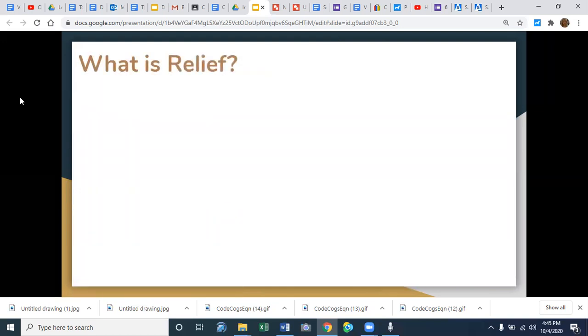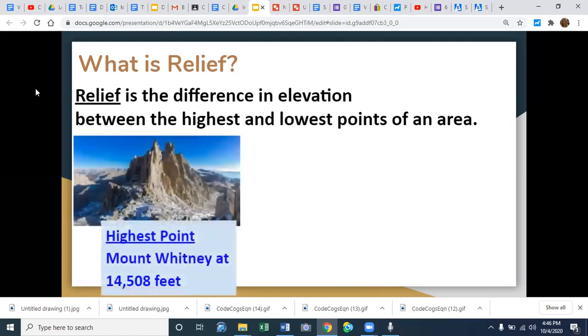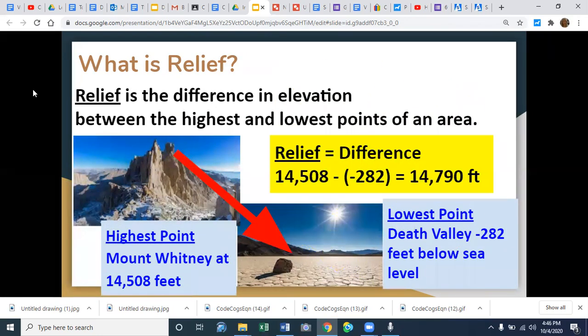Let's talk about relief for a minute. Remember, we have 3 ways we can describe land. Elevation, the second way is relief. Relief is the difference in elevation between the highest and the lowest points of an area. So the highest point is Mount Whitney, right? And the lowest point in just California in this area is Death Valley. So what is the relief? The relief is the difference from the highest point to the lowest point. So that difference is 14,508 feet. So the relief is 14,508 feet in that area of California.